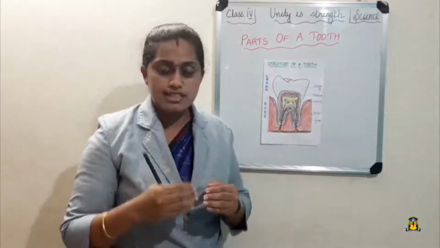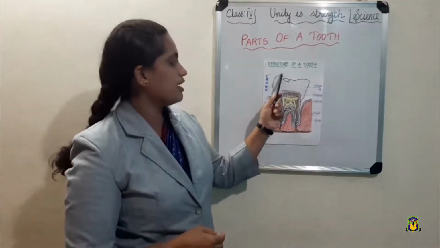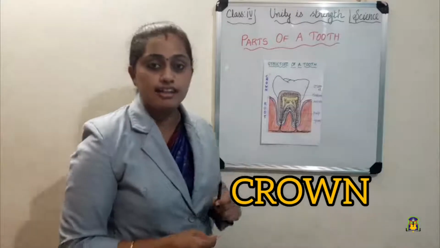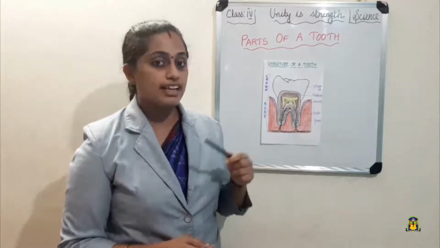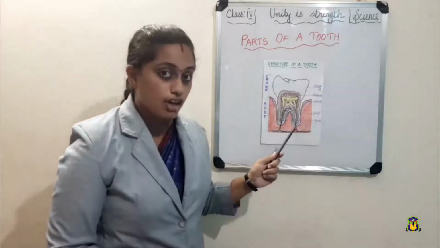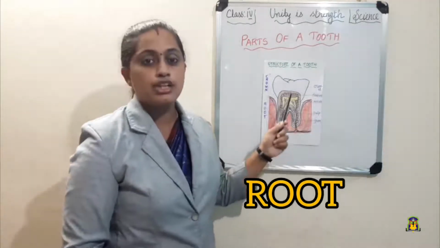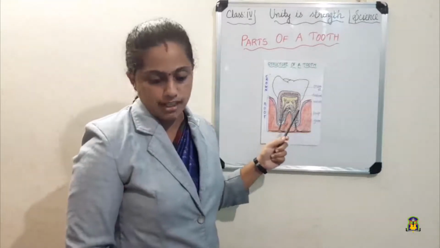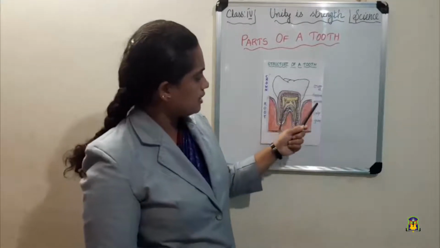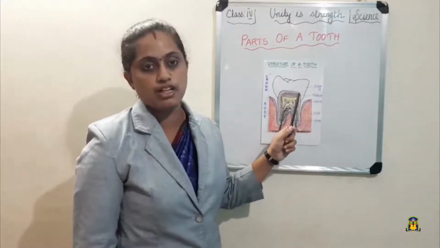The part which is seen outside, the part which we can see, is called the crown. The part which is inside the gums, which we cannot see, is called the root. So the first thing we learned is the two parts of a tooth, crown and root. Now see, there are so many divisions given here. We are considering one tooth.